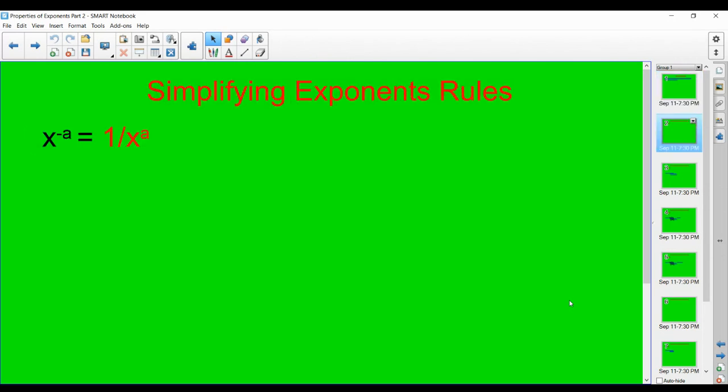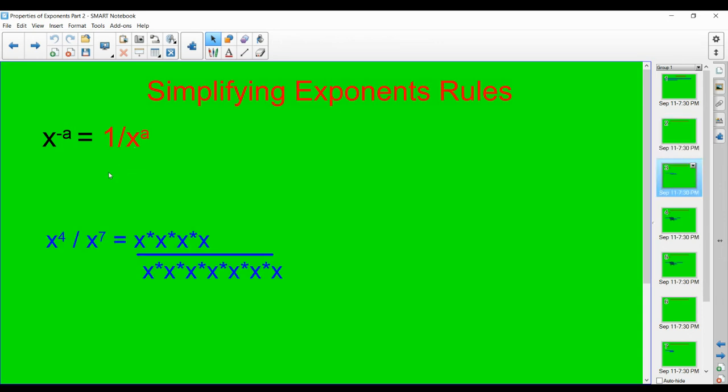So today we're going to look at what happens if we have a negative power, so x to the negative a. Well, what we can do is take the reciprocal of that. If it's in the numerator, we can stick it in the denominator and change the exponent from negative to positive. So x to the negative a is equivalent to 1 over x to the positive a.